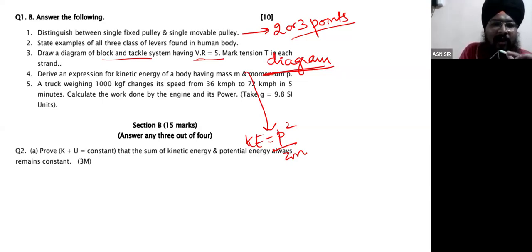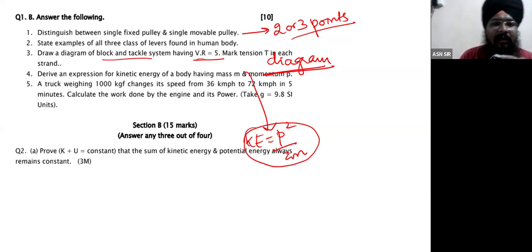This expression is required. Actually, kinetic energy we can also derive as half m v square, but that is not asked, because if you see the question, it asks for kinetic energy in terms of mass and momentum. So if you see this formula here, it has momentum and mass both. So this is p square upon 2m.